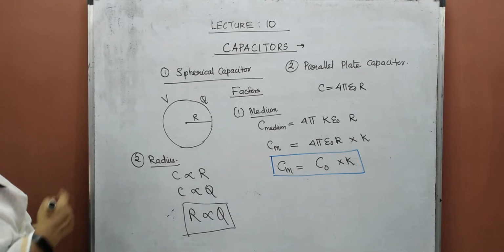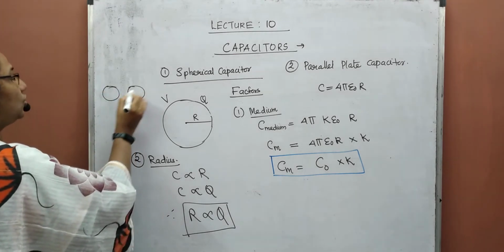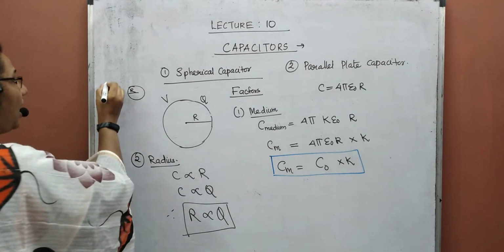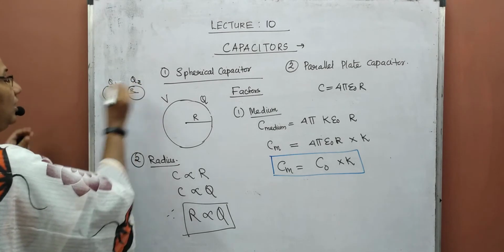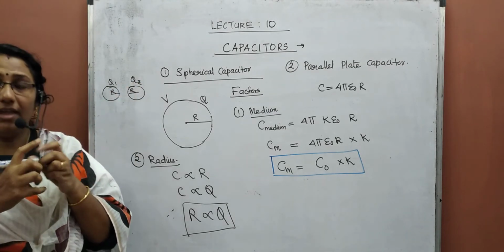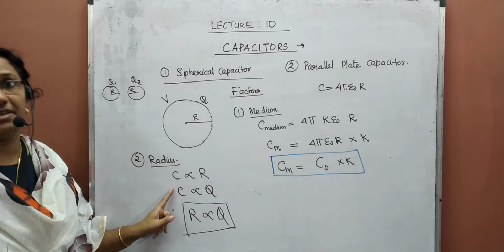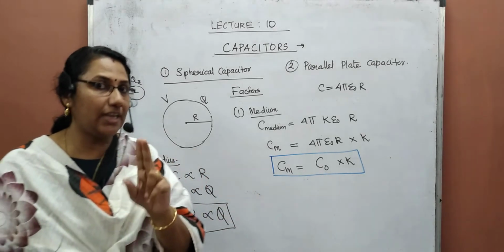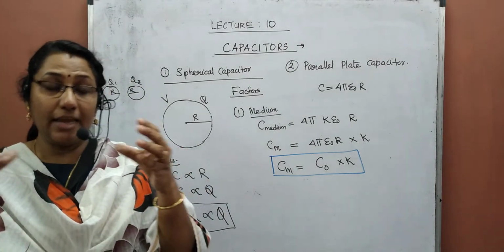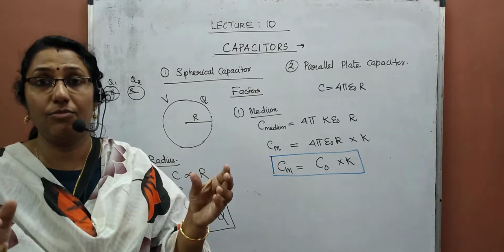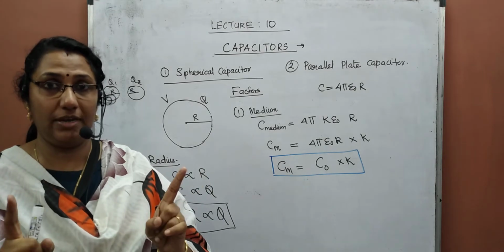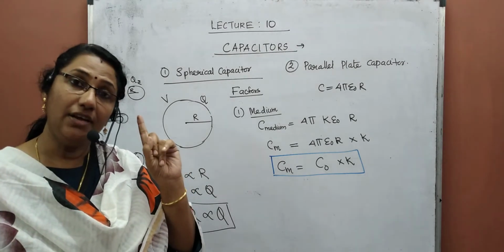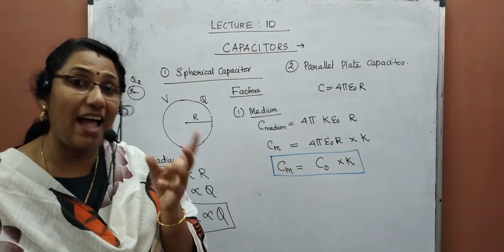Very important: if you take two identical spheres of the same radius, bring them in contact and remove them, the charges Q1 and Q2 will be equally shared among the capacitors. Why? If the radii are same, capacitance will be same. If the capacitance is same, charge stored will also be same. We have done this problem in the topic electric charges and electric field, lecture 4, where we discussed identical spheres.